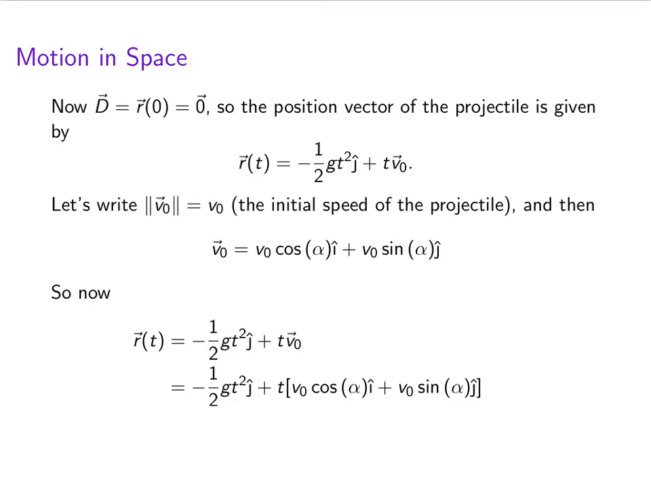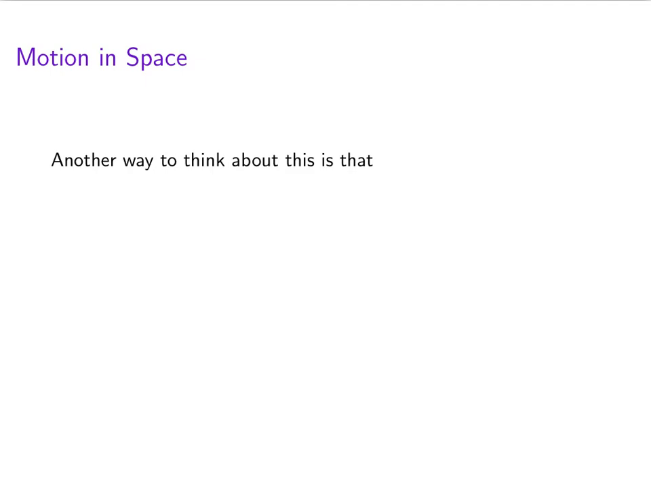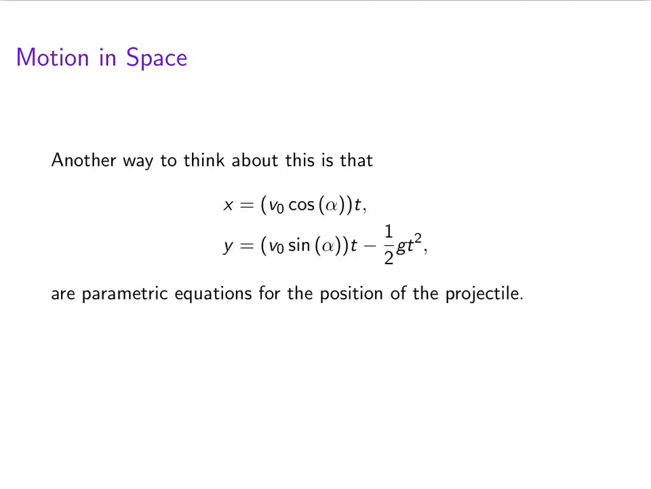And what we'll do is distribute that t and combine like terms. So here's what we end up with. V naught cosine alpha t times i plus v naught sine alpha t minus 1/2 gt squared j. That's our position vector for the projectile. So here's another way of thinking about this. These values, x and y, are parametric equations for the position of the projectile.